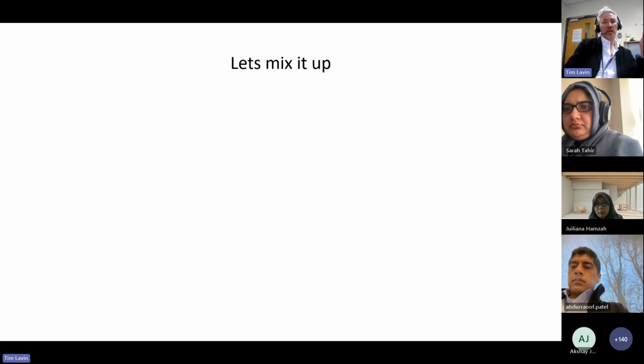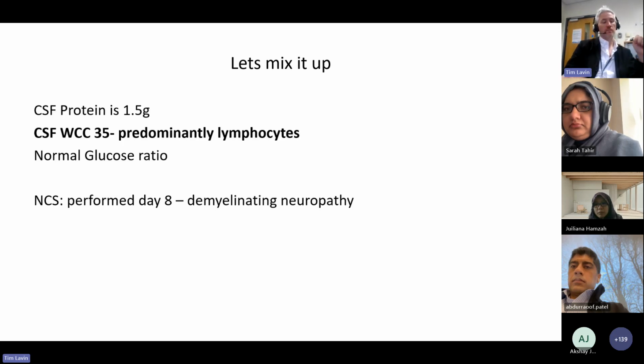Okay. We've got the same case, but you do the CSF and you've got this. So instead of a normal white cell count, your cells are slightly high. You've got 35 cells and they are predominantly lymphocytes. You still do the neurophysiology after 8 days and you find that you have a demyelinating neuropathy. Now I'm going to pop the chart up again. And I want someone to tell me, is that still GBS or would you be worried about anything else? And there's no such thing as a stupid answer in this situation, folks. Okay. So does anybody volunteer what they think we need to think about in that scenario?